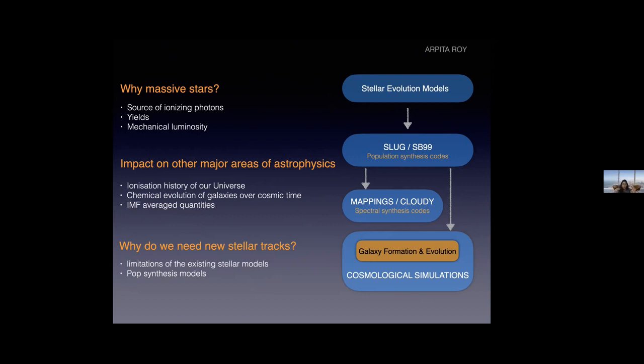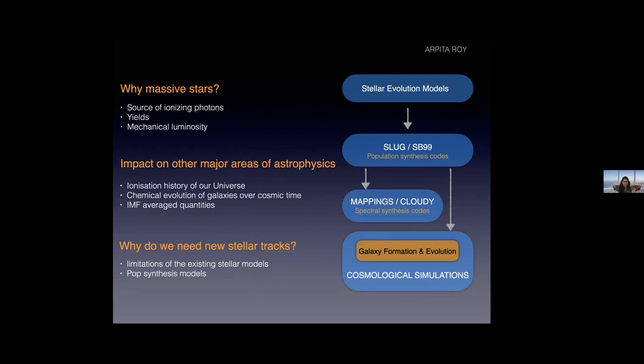To understand the ionization history of the universe or chemical evolution of galaxies over cosmic time, we need very fine-tuned stellar evolution models. The inputs from these models go into the population synthesis codes, and those outputs go into the galaxy formation or evolution simulations, which are a subset of cosmological simulations. So for realistic estimates of the ionization history or the chemical evolution of galaxies over cosmic time, one needs to understand the structure and evolution of massive stars.